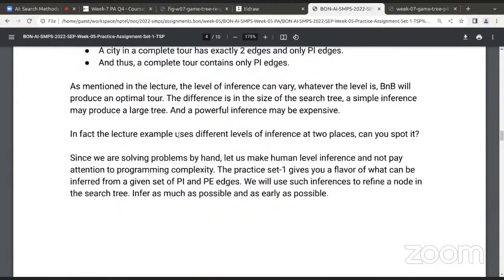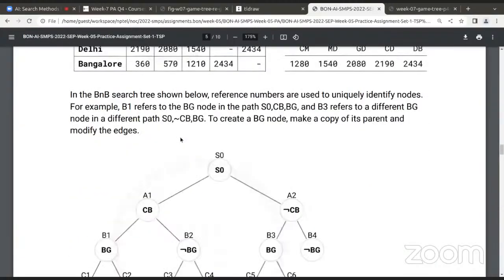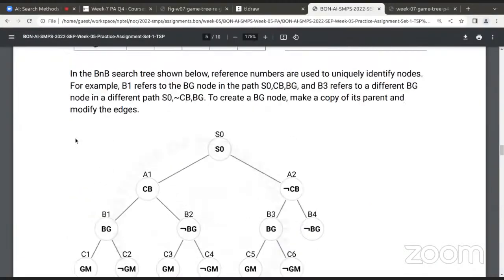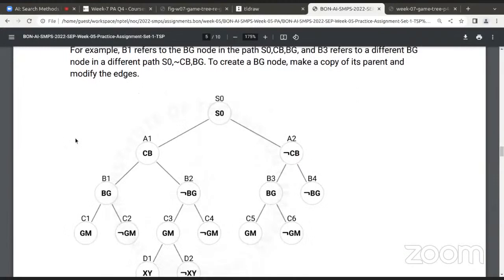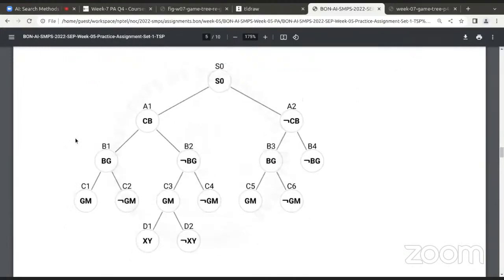Okay, where do you want to go next? Yes, we have given this graph, right, as S0, A1, B1, B2. Yes, this is directly from the lecture example. This is a lecture example.